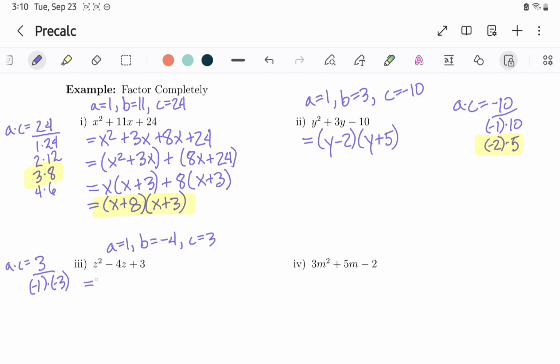So using the shortcut, we can go straight to writing our two binomial factors. They're going to be z minus 1 and z minus 3.